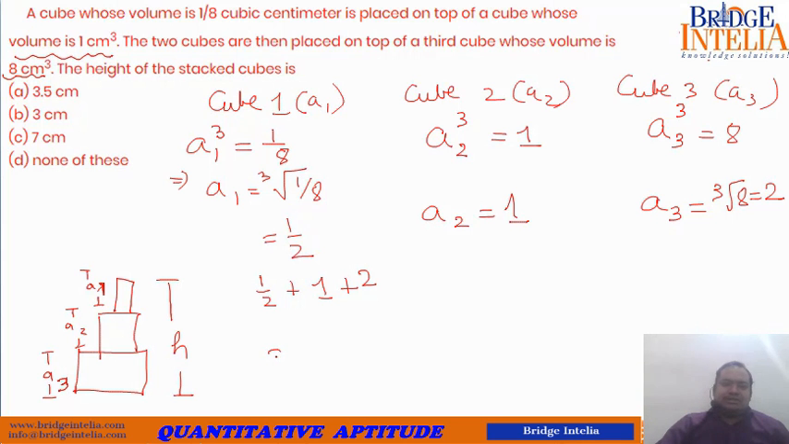So total height is 2 plus 1, 3 plus half. That is 3.5 centimeters. Let's move to the next one.